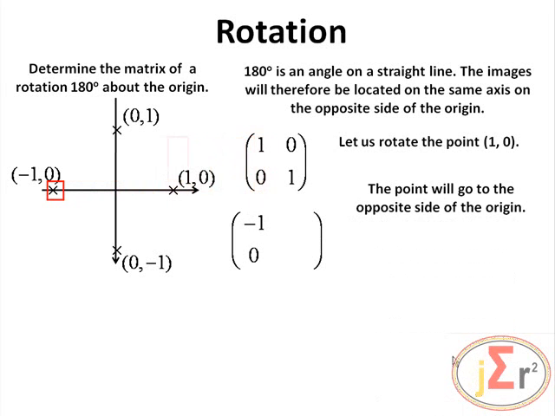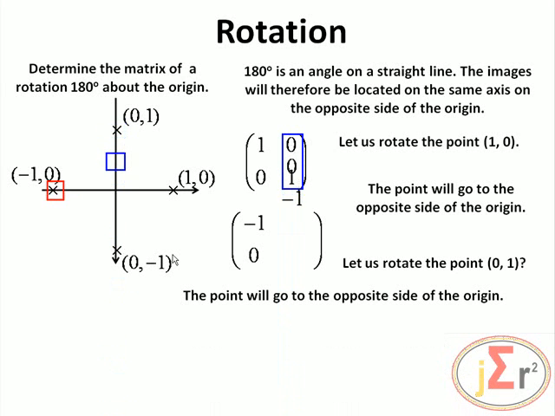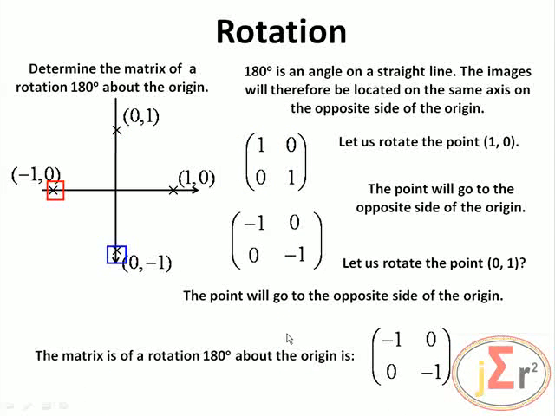So there we have it. Let us rotate the point (0, 1). That will go all the way around to the other side, to the opposite side of the origin, and that's (0, -1). The matrix of a rotation 180 degrees about the origin is [-1, 0; 0, -1].